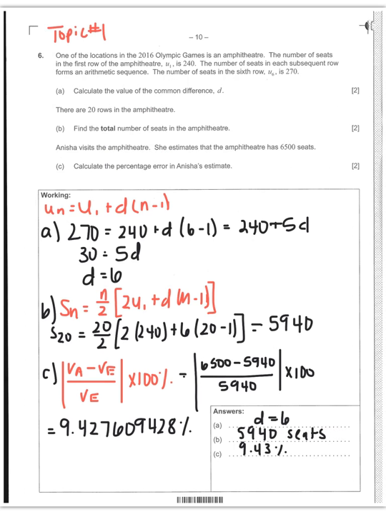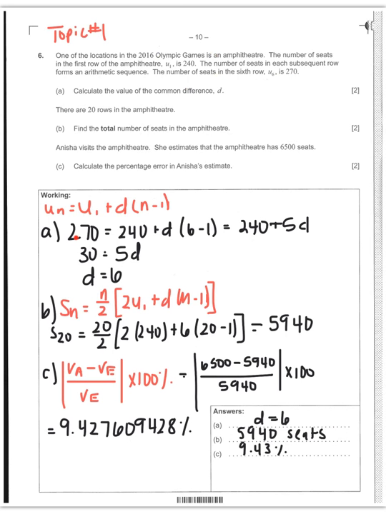Number 6 is from topic number 1, and it is a sequence problem. So they give us some information about an amphitheater for an Olympic Games, and we want to find the common difference, or how many seats are being added in each row. So using the formula booklet, we have that our arithmetic sequence, because you're adding every time, is u sub n is equal to u sub 1 plus our common difference, n minus 1. So they tell us that in the 6th row there's 270 seats.